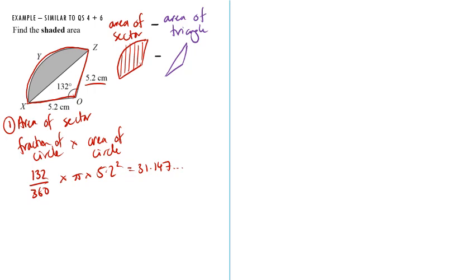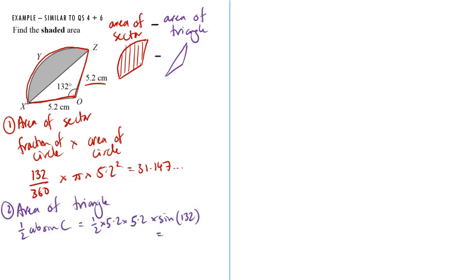We then need to work out the area of the triangle. And this is straightforward with the information we've got. Again, we don't want to round too early. And the final step is to find the shaded area.